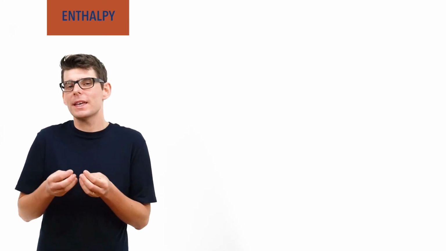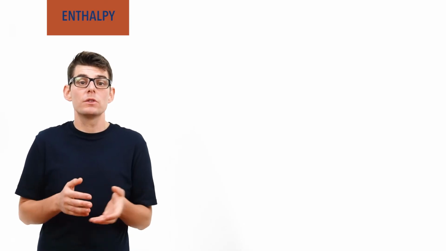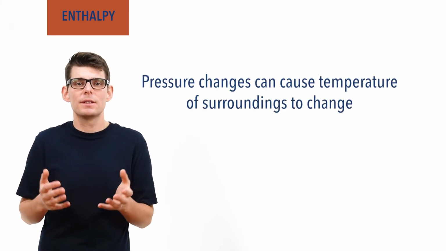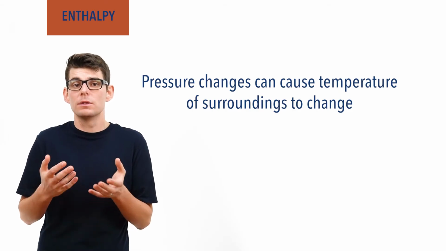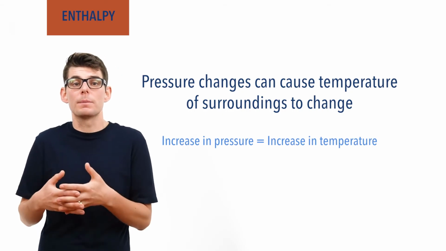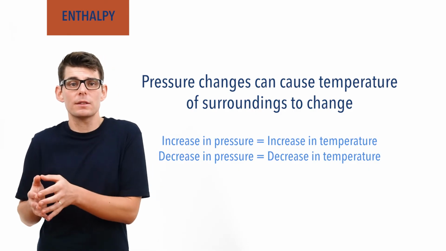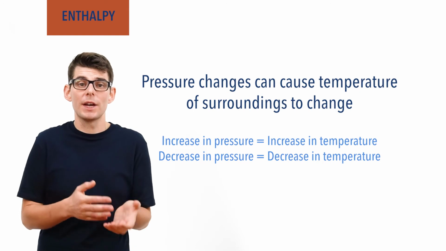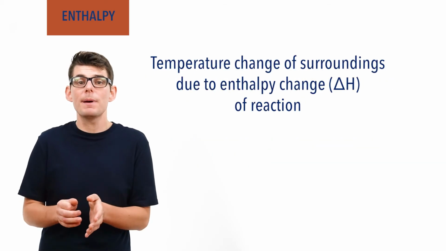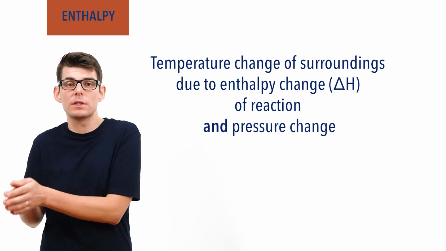We have to be a little bit careful though, as there is another factor that can cause the temperature of a reaction's surroundings to change: the pressure of the system. If the pressure of a reacting system increases, the temperature of the particles inside it will also increase. Equally, if the pressure decreases, the temperature of the particles will decrease. As many reactions involve the production or use of gas molecules, pressure changes are common in reactions. This means that the temperature change of the surroundings of a reaction may be based on the change in enthalpy of the reaction, as well as the change in pressure of the whole system.